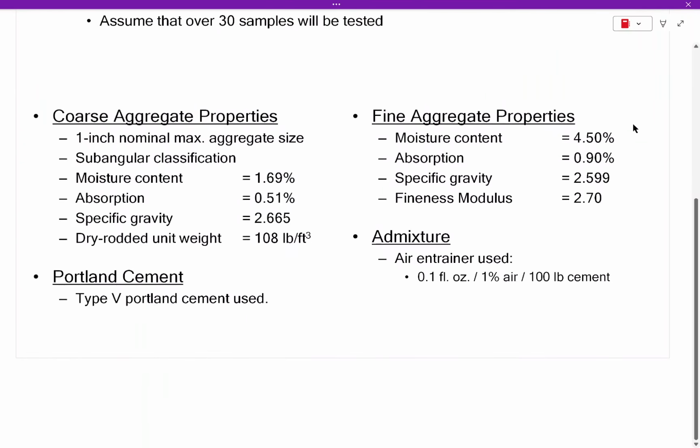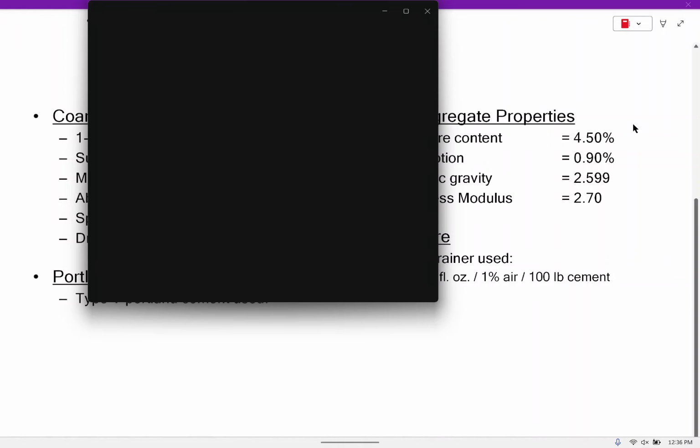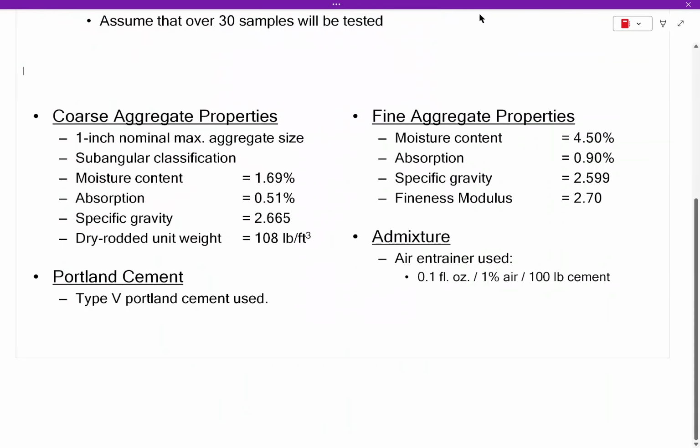The other thing that we need is data for our aggregate and our ingredients. Coarse aggregate, fine aggregate. So for the coarse aggregate, the gravel, we have a 1-inch nominal max aggregate size. It's sub-angular classified. Here's our moisture content. This is our absorption. So when I look at moisture content and absorption, I see that this aggregate has excess moisture, right? It has more moisture than can fill the pores, okay?